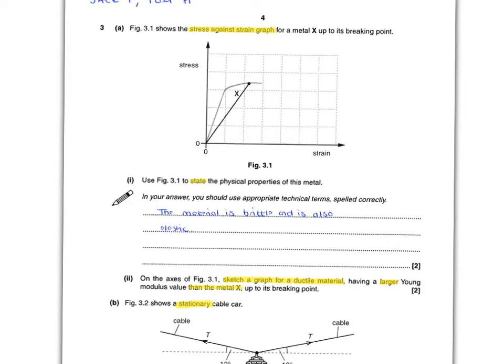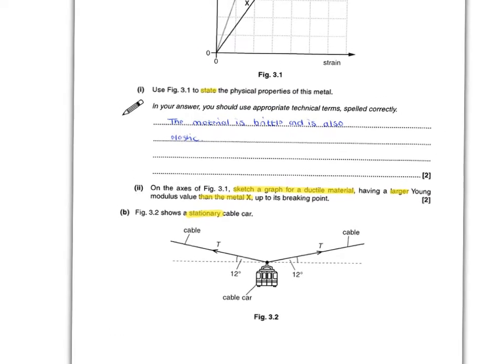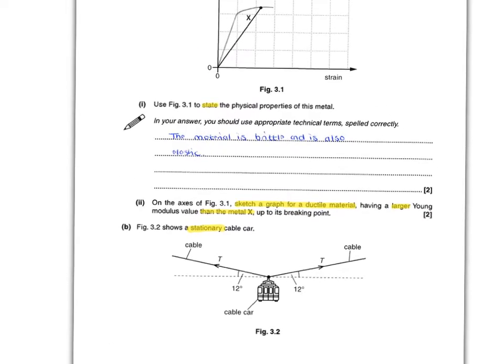As the gradient of this line is constant, it shows that this material is brittle and is also elastic. But remember, in this question you need to be as specific as possible and always use the keywords as it states underneath the question.